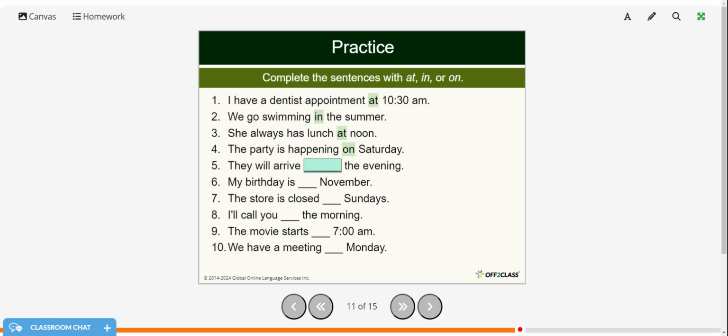Number 5, they will arrive in the evening. Number 6, my birthday is in November. Number 7, the store is closed on Sundays. I'll call you in the morning. The movie starts at 7 a.m. and we have a meeting on Monday.